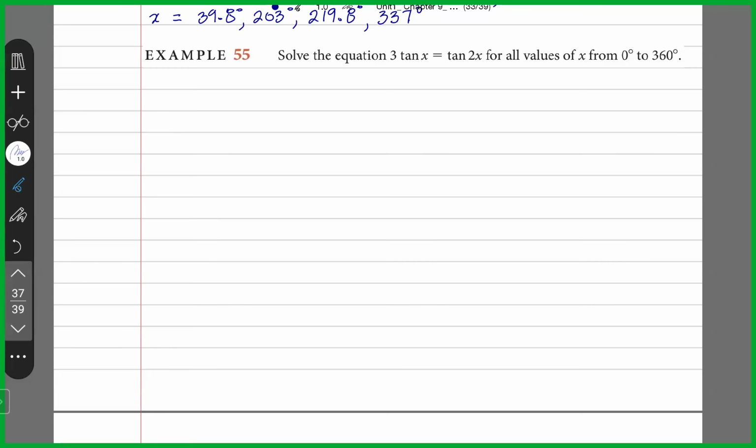So let's have a look at example 55, which is asking us to solve the equation 3 tan x is equal to tan 2x for all values of x from 0 to 360 degrees. 3 tan x is equal to tan 2x. Now, tan 2x can be expanded using the double angle formula to 2 tan x over 1 minus tan squared x.